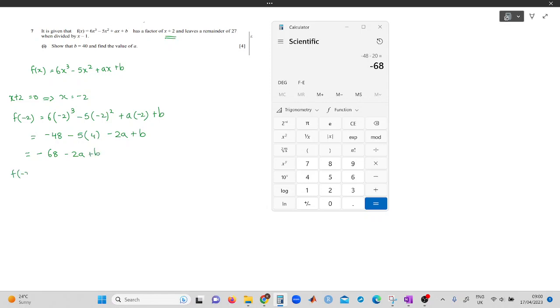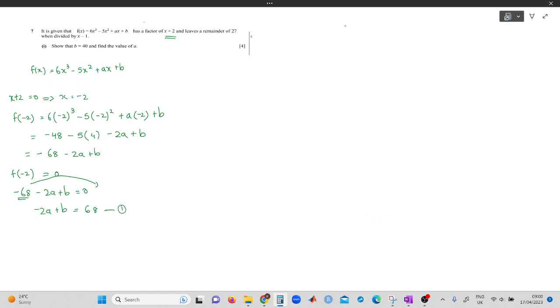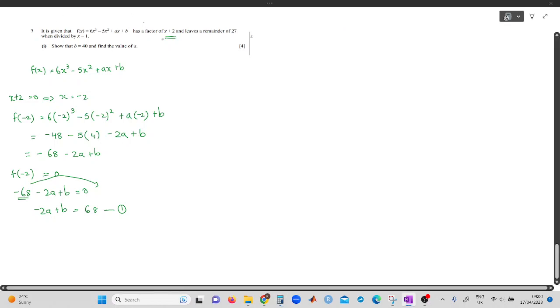And f of minus 2 should give me 0. Donc, tout simplement, mon équation devient minus 68 minus 2a plus b equals 0. Donc, avec ça, moins 68 l'autre côté, plus 68. Voilà. This is my first equation. That is the first part, and then I will continue.